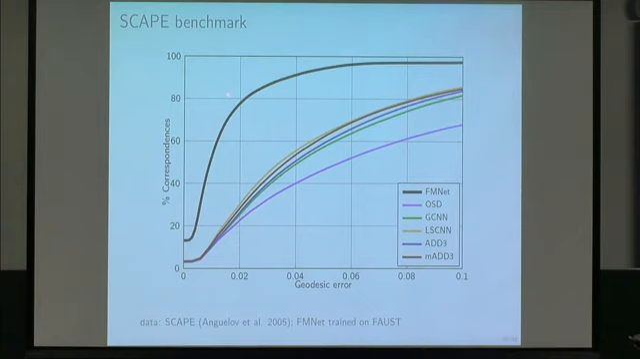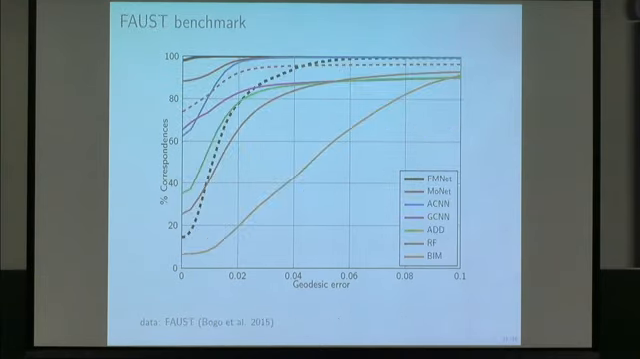Another example. This is again the SCAPE benchmark, SCAPE data of scanned human shapes. Now I'm using as the descriptors the optimal descriptors that I showed before, and it actually exhibits a significant gap compared to all other state-of-the-art techniques.